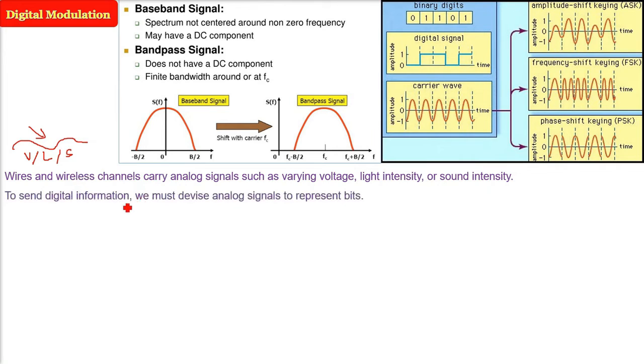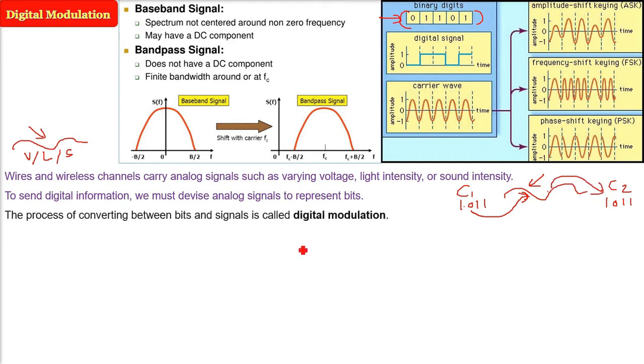So to send digital information, that is 0, 1, 1, 0, this kind of binary digits or bits, we must devise analog signals that can represent these bits. For example, we have multiple computers. One computer is sending, say, 1011, and the other also has to get 1011. But the channel or the mode is analog. So how to represent this 1011 so that the wire can take it and the other computer can understand that 1011 has come?